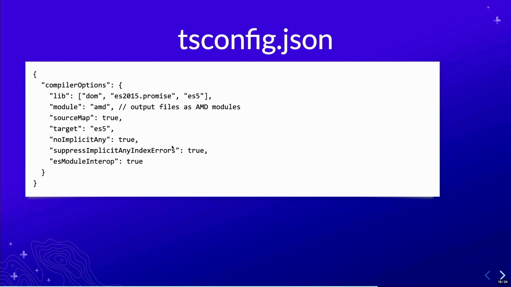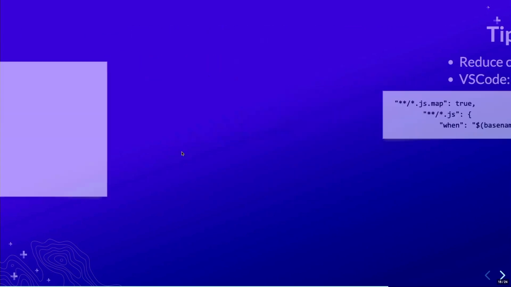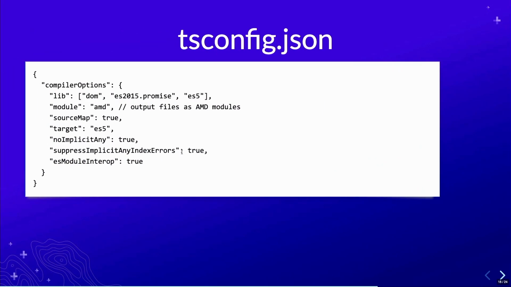And then if you want to suppress any of those errors on objects, you can do that as well. We do this because object indexes and anys can get kind of weird. Just set this to true. ES module interop: we'll see why setting ES module interop to true is important, because when you do that, you can use some of the modern syntax for importing the JavaScript files.